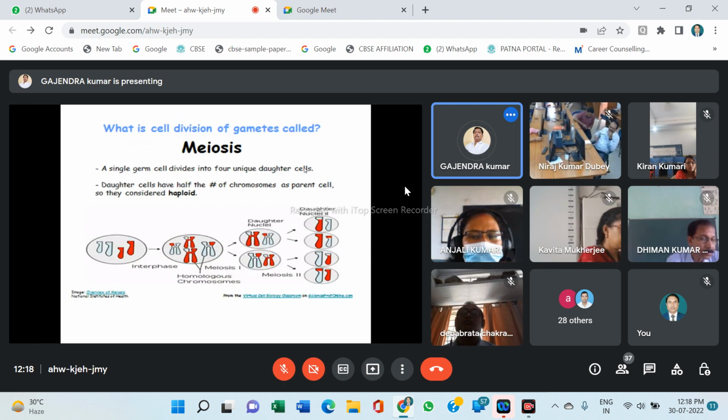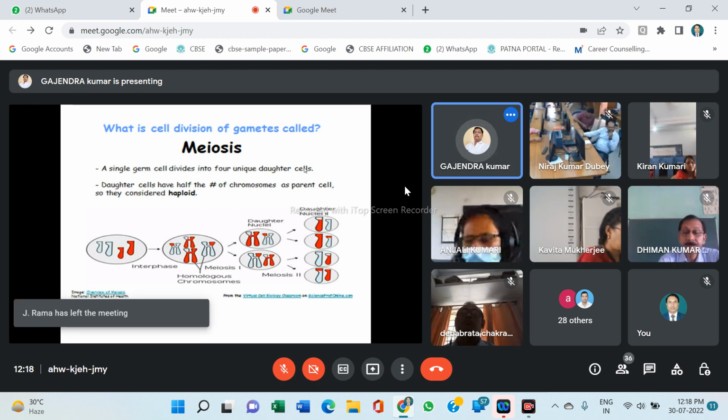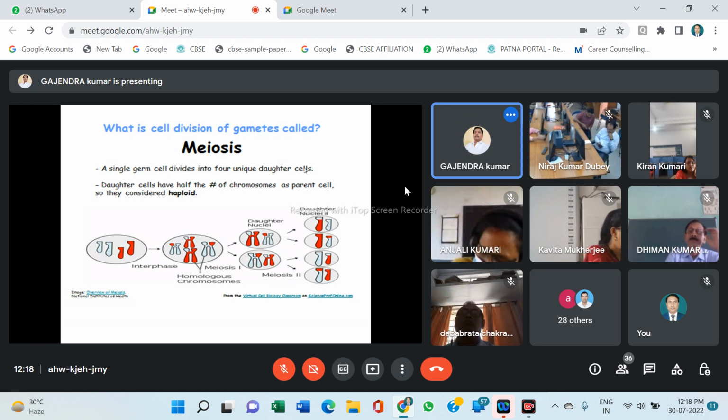Now, the next one is meiotic cell division. Inside the body of the organisms, there is presence of two types of cell: somatic cell as well as reproductive cells. Reproductive cells are germ cells. They are the gametes or germinal epithelium or germ cells.